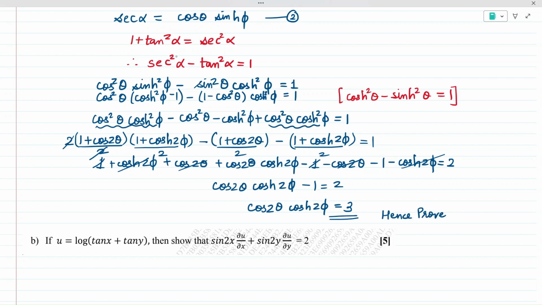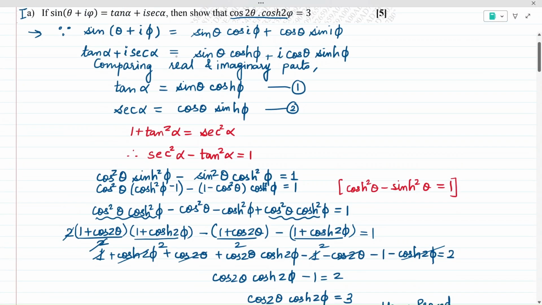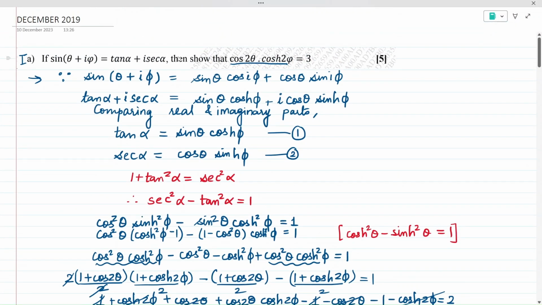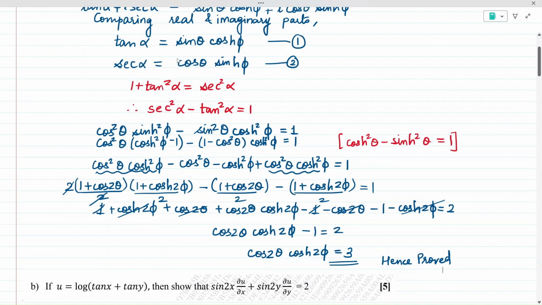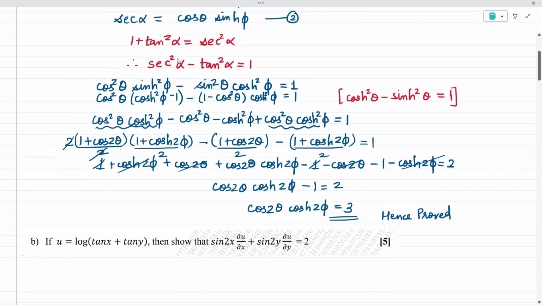Okay, this is what we were expected to prove. I will show you the question again. So question में देख लो cos 2 theta into cos hyperbolic 2 phi is equal to 3. So ये जो पूरा question था ये circular functions, hyperbolic functions, उनके identities, okay, circular as well as hyperbolic दोनों identities use किए हैं हमने, and double angle formula, ये सारी चीजें यहाँ पे use हुई है circular as well as hyperbolic functions के. Okay, I hope this question is clear. This was a 5 marks question asked in December 2019.